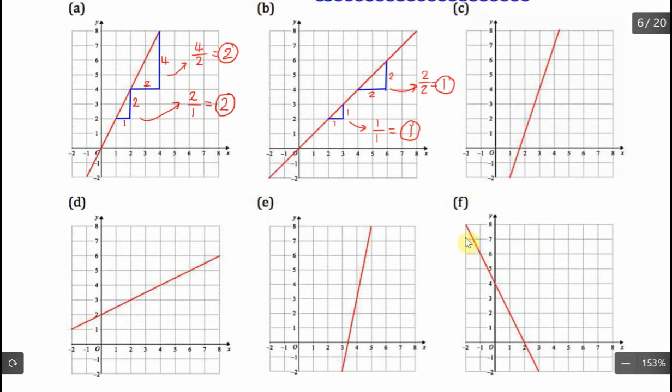This is the only one, part F, which has a negative gradient. Now hopefully you know what I mean when I say negative. These are all rising as we go from left to right. This one is falling as we go from left to right. Exactly the same meaning of positive and negative as scatter graph correlation as well. So if our points went with these trends on a scatter graph, that would be positive correlation. If they fell, that would be negative correlation.